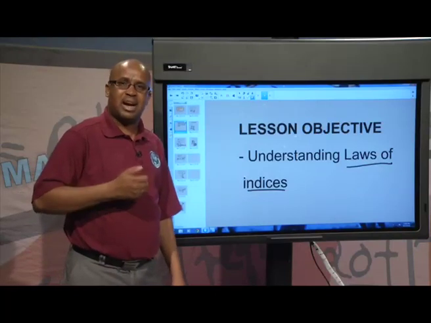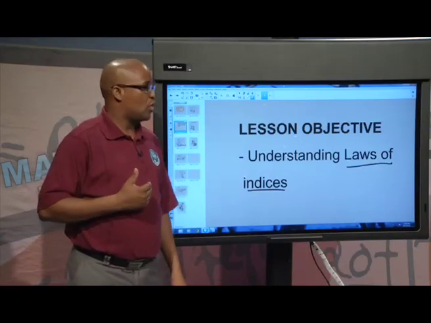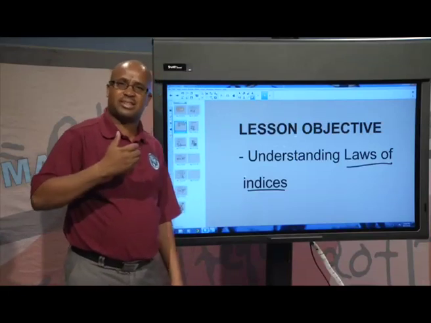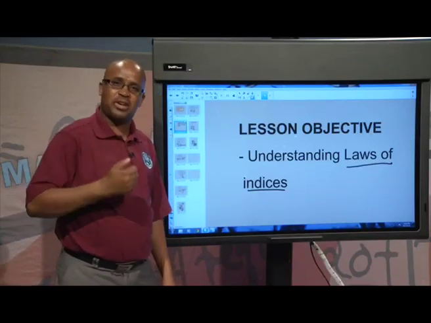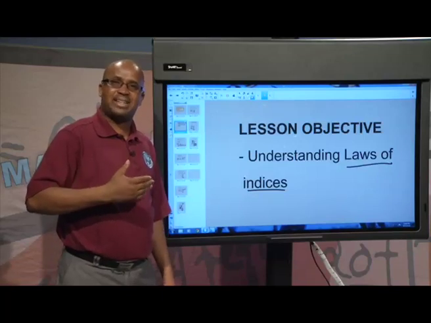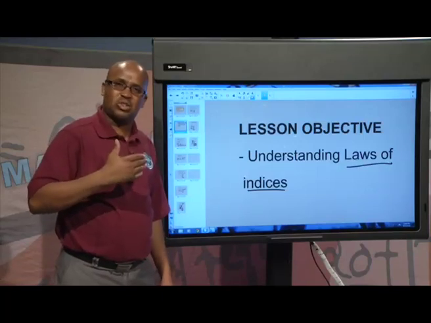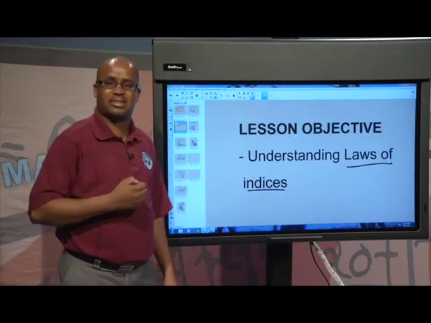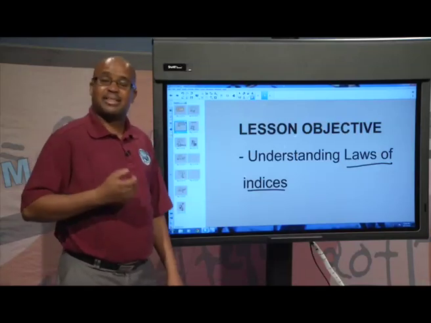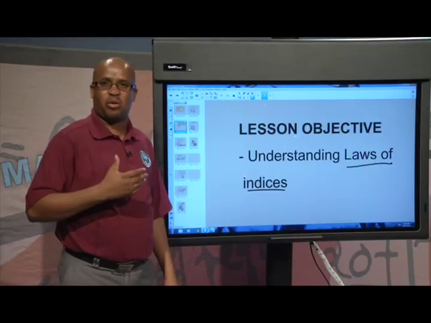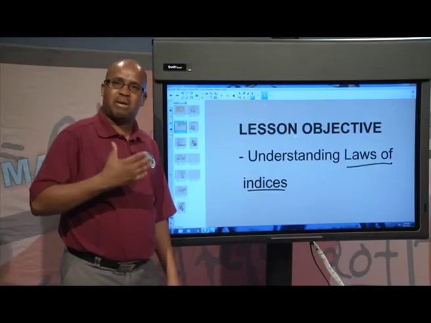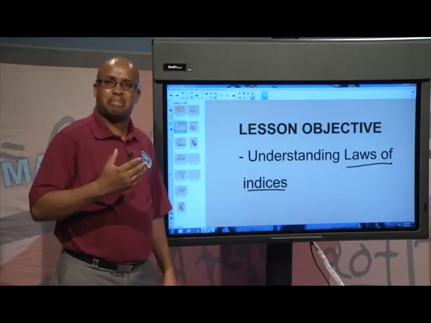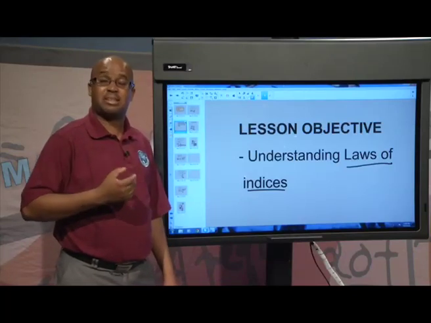After that, we went to the division law of indices. What does it say? When you are dividing indices with the same base, what you simply do is keep the base and then subtract the powers. And then, the third law is the power of power law. It simply says, keep the base and then multiply the exponents. This is the power of power law.